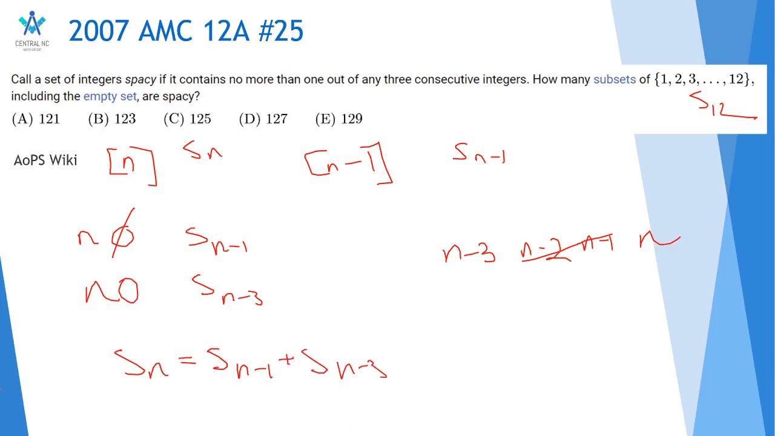If you go to the next slide here, I'm going to write this relation at the top. S of n is equal to S of n minus 1 plus S of n minus 3. And so now, let's calculate small values of n. We have to calculate the first 3. Where's my cursor? Oh, there we go.